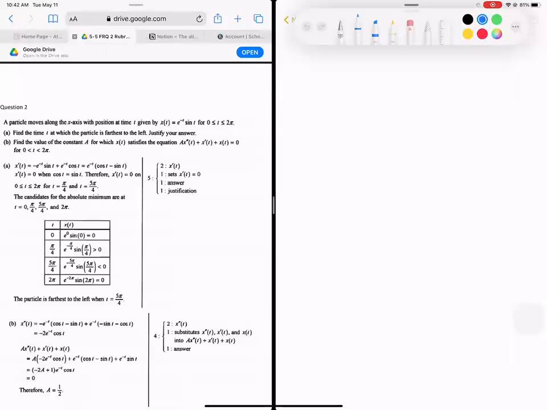All right, hi everyone. So I was asked to do a couple of questions on the free response. So let's go ahead and take a look at question number 2.